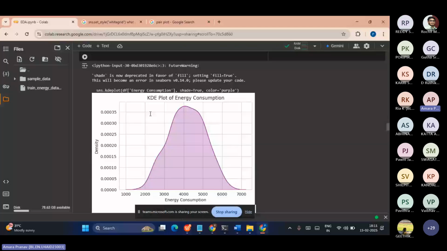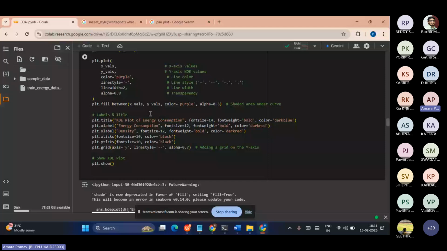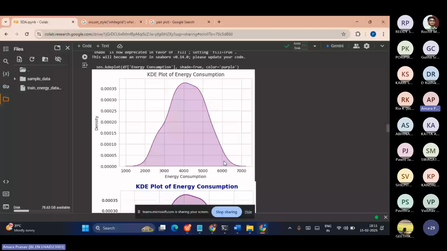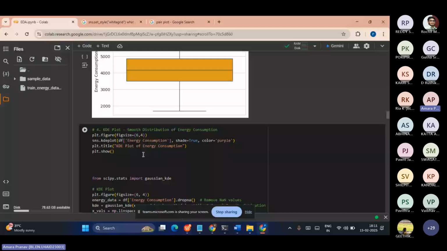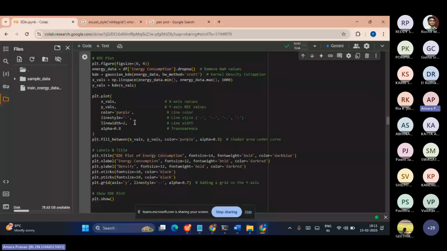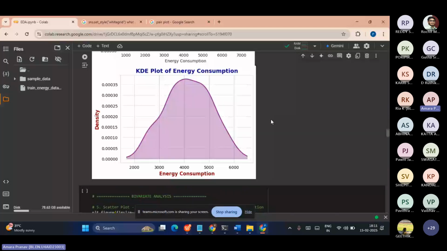That's correct. So what we did here is we chose the x-axis as energy consumption and the y-axis as the density, and we plot both of them together. After we plot, these are all the parameters that we set here: the color, the line style, line width, and all these things. Once we have plotted, we get the interrelation between the energy consumption and density. So we know at what energy consumption the density is highest. Energy consumption equal to 4000, the density becomes the greatest.